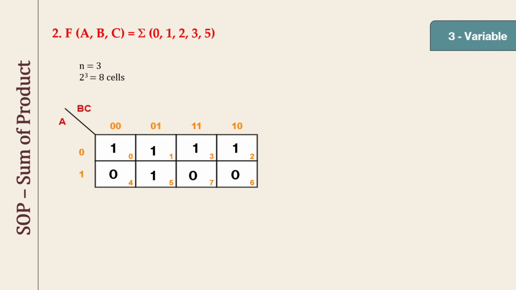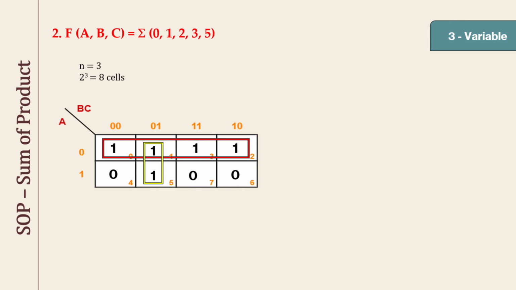Here we are seeing 4 ones at the top, so we can group those. Now we have a 1 at cell number 5. We can't consider cell number 5 alone. We must consider cell number 1 in order to take the largest possible grouping. Now we are grouping cell number 1 and cell number 5 together so that we are going to get 2 variables in this group.